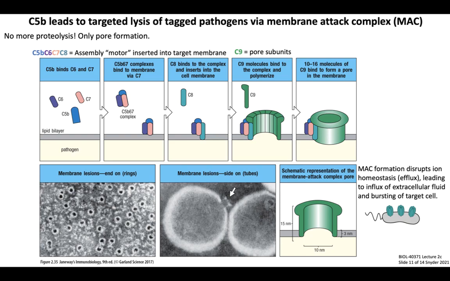Collectively, this complex is referred to as the motor of MAC pore assembly. This oligomer then recruits C9, which is a subunit of the complement pore. So several C9 molecules then assemble together to form a pore that pokes a hole in the pathogen cell membrane. You can actually see these MAC pores via electron microscopy images here on the bottom left, on the surface of a pathogen that's targeted by complement. These pores function by disrupting ion homeostasis, which results in an influx of extracellular fluid that basically pops the target cell and kills it.